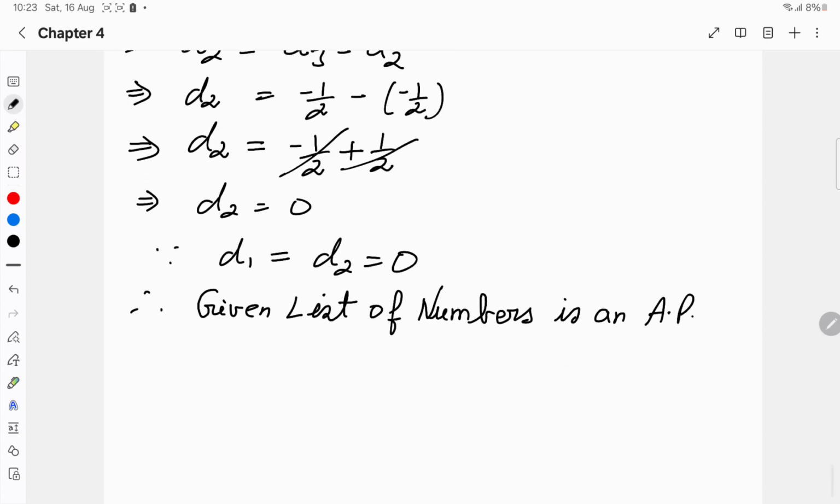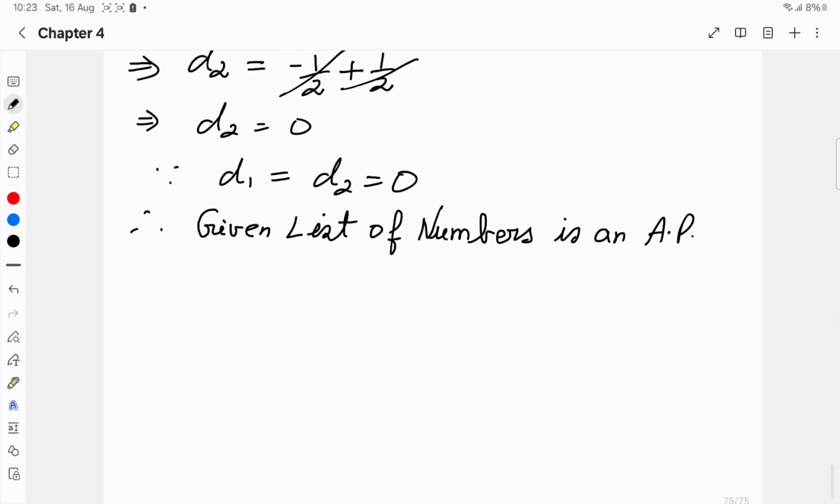Because it is an AP, now we have to find out the next 3 terms. 4 terms are given. It means we have to find out A5, A6 and A7. तो पहले A5 की वैल्यू निकालते हैं. To find out the value of A5, A4 plus D, and the value of A4 is -1/2 and the value of D is 0.